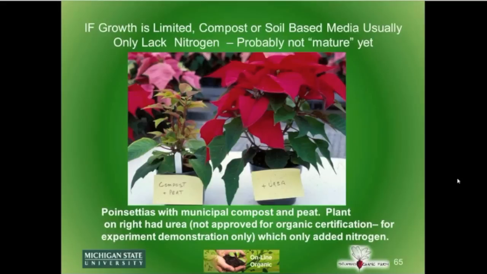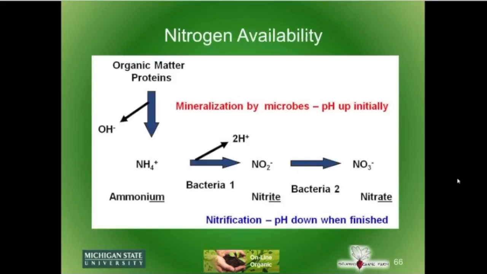Here's an example when we were first starting to learn how to grow organically. I was still doing flowers and poinsettias, which I knew a lot about at the time, and you could see the plant on the left was nitrogen starved. If we just added nitrogen, it worked. The plants grew fine, and what we learned is that we just had to wait longer and let the compost get mature.